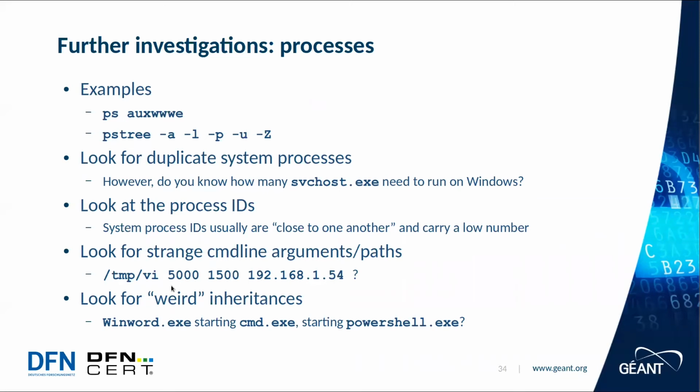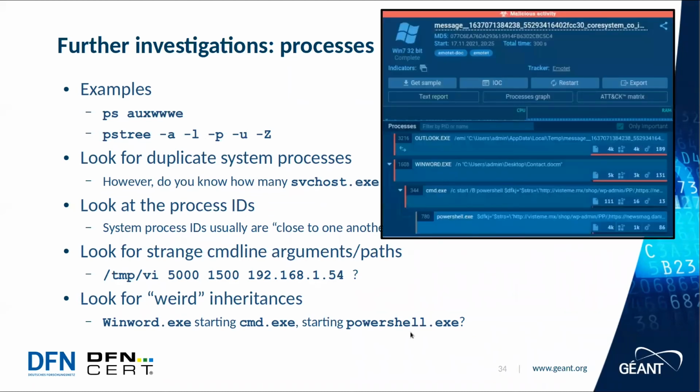And then weird inheritance. So processes which start other processes, which shouldn't take place. For example, on Windows, a WinWord binary which starts a command shell. This is weird. And then PowerShell, this is even weirder. So this is something you want to investigate. Actually, for the last thing, I have a screenshot here, and by the way, it's a current Emotet example from about 2 weeks ago. Many of you will have heard of Emotet, and many of you will know that Emotet re-emerged about 2 weeks ago. And this is an example from a process tree where the user obviously got an email.